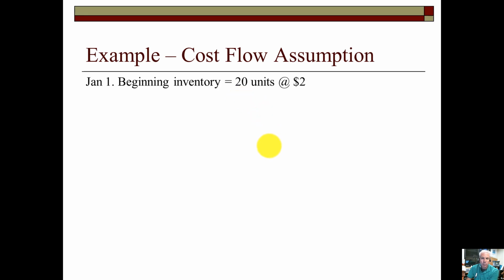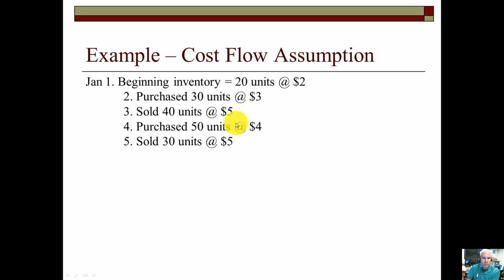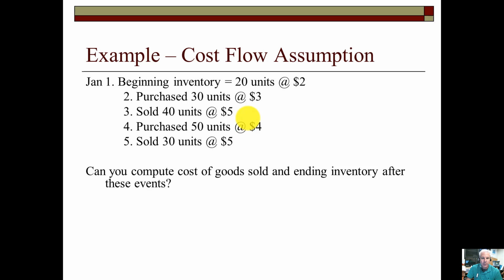So let's look at an example of a cost flow assumption. Let's get our cost of goods available for sale. Beginning inventory, 20 at 2. We purchased 30 units, sold 40 units, purchased 50 units, sold 30 units. Can we compute the cost of goods sold and ending inventory after these events? Again, put together the BIP minus EIEIO. Your beginning inventory was the 20 at the 2.